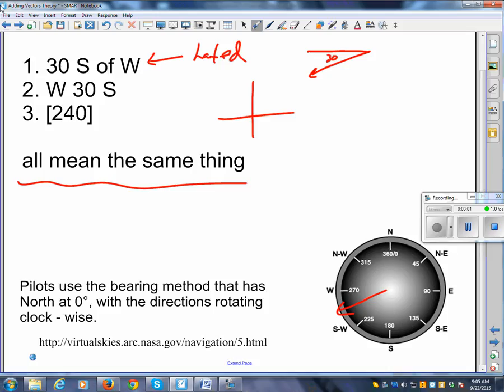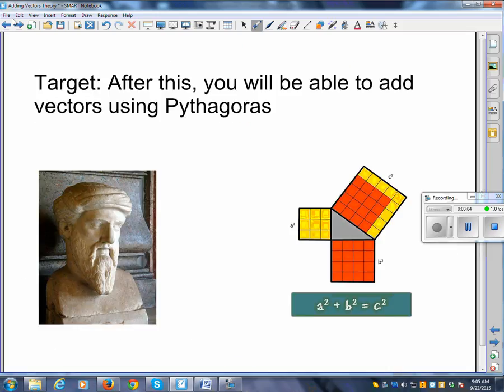Okay, so now let's talk about adding vectors. Today we're just going to add by Pythagoras method. You probably have heard of Pythagoras before, you know, a squared plus b squared equals c squared. Does it matter what letters you use here? Should be x, y, z.